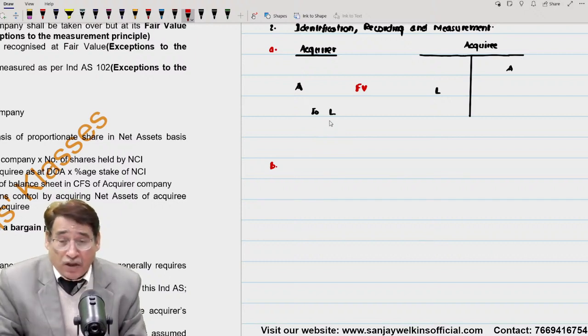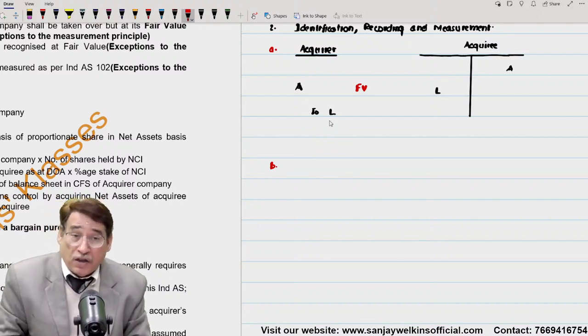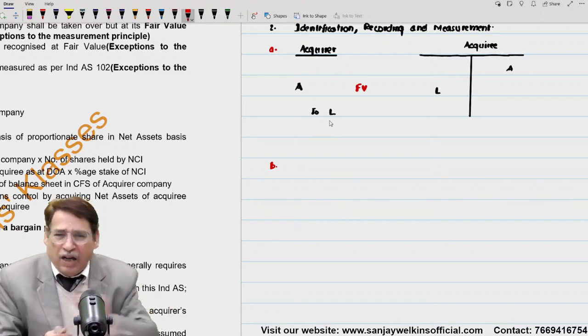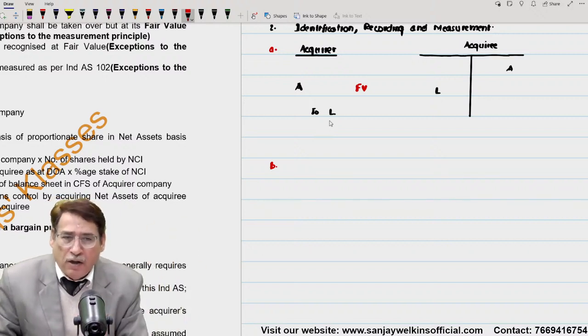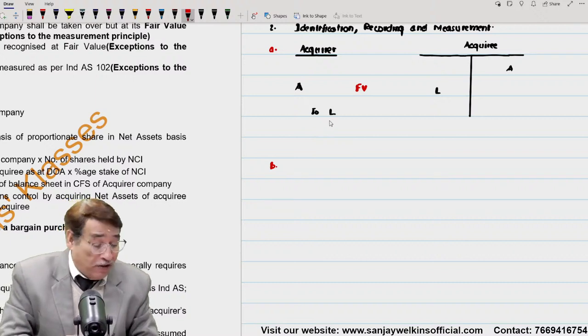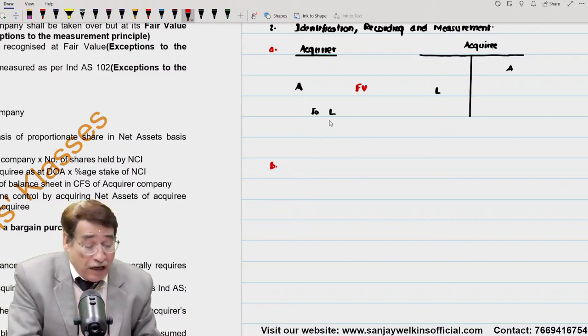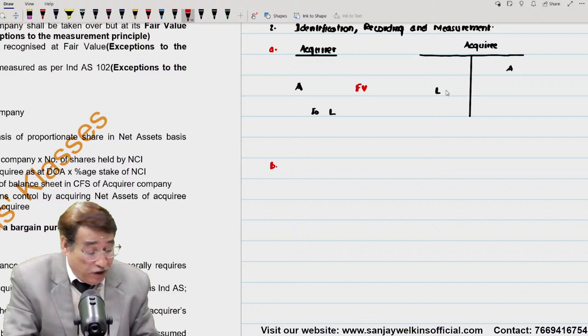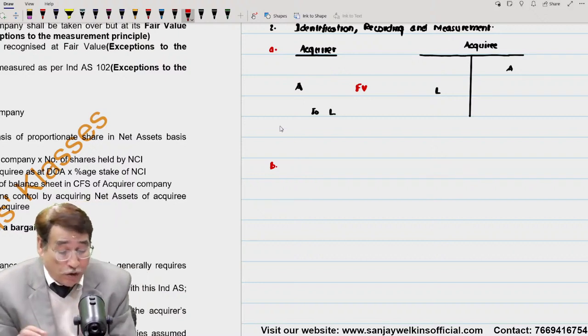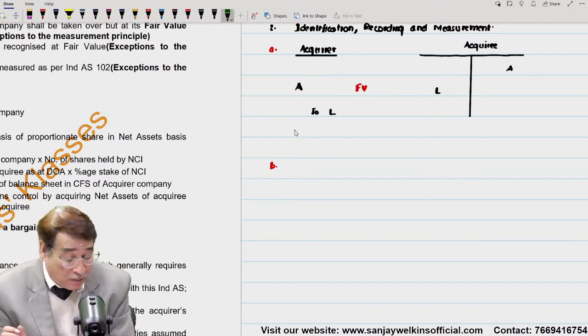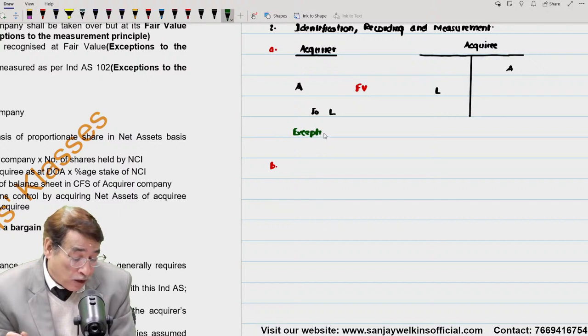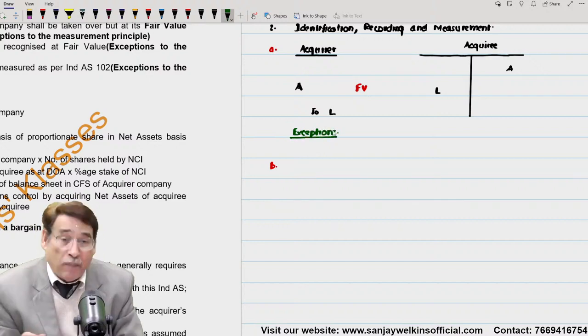You have to take care of those exceptions, because many among us tend to neglect this point, and then that is the only problem we face. The general principle is that we have to record assets and liabilities at fair value. However, now we are moving over to some exceptions. There are some exceptions to this general principle. What are those exceptions? Now we shall talk about some exceptions.